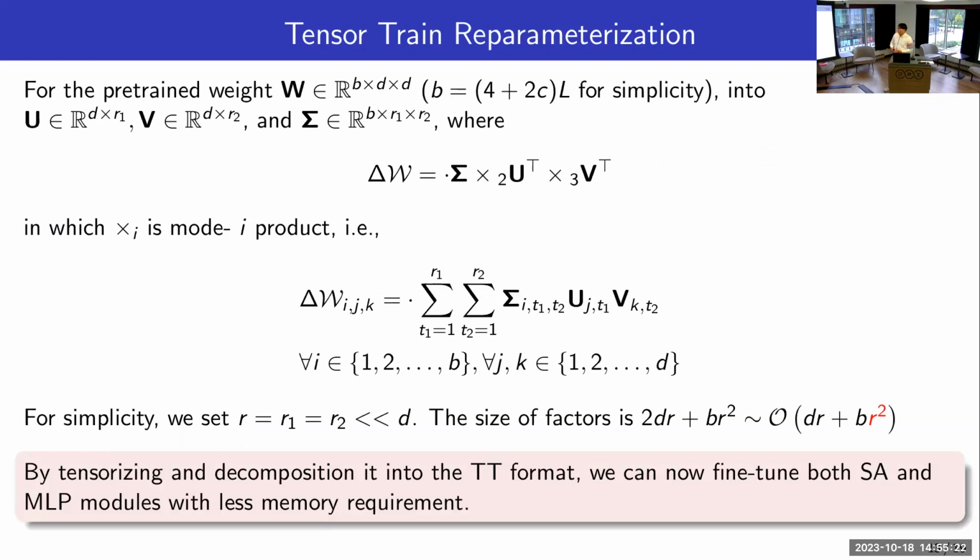And for simplicity, let's now analyze the complexity here. For simplicity, let's denote the ranks of the tensor train as equal, r1 equals r and r2 equals r, which is much smaller than the original weight dimension. It turns out the size of the factors, the memory requirement, only takes about the order of r squared plus r times d here. But for LoRA, for matrix representation, this number can be larger. This is the difference. And since r is much smaller than the weight dimension, you can see that using the tensor train format is much more efficient. It takes a much smaller constant, which I will show in the paper.